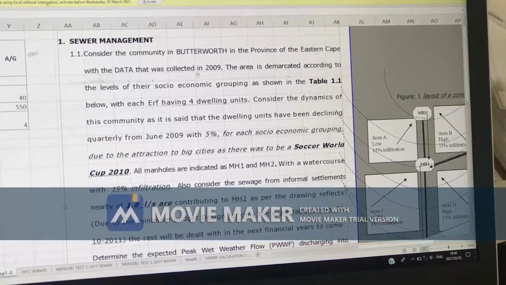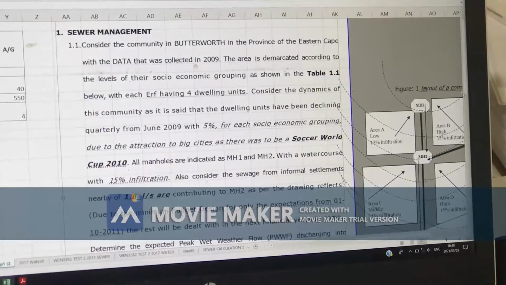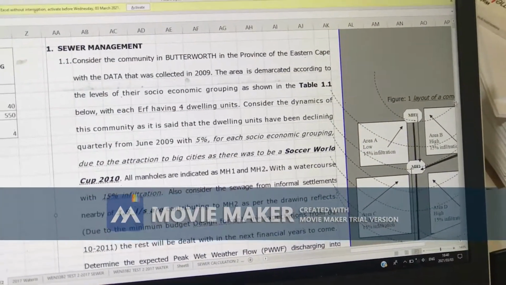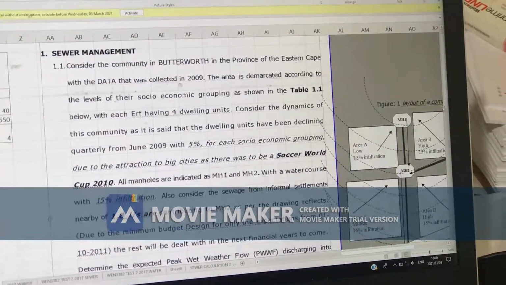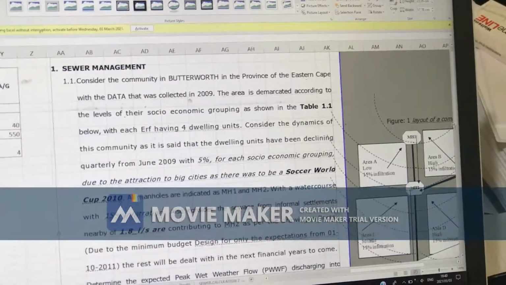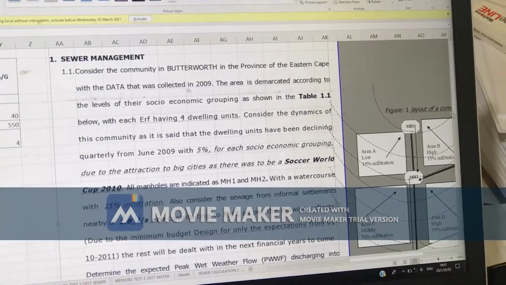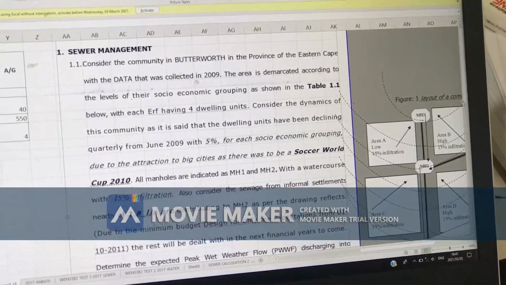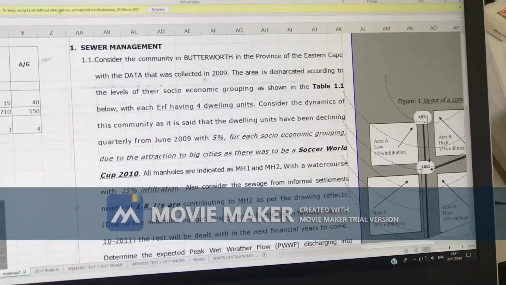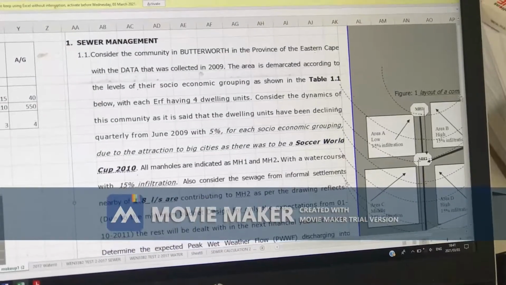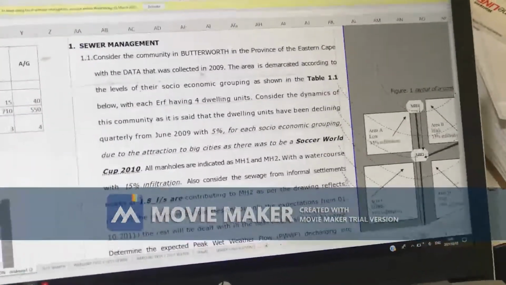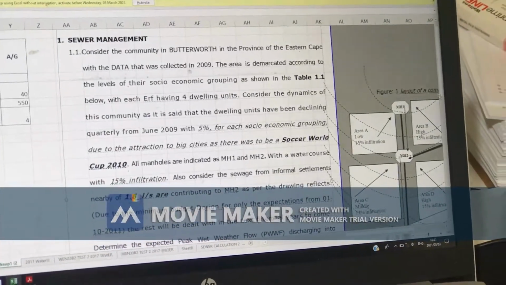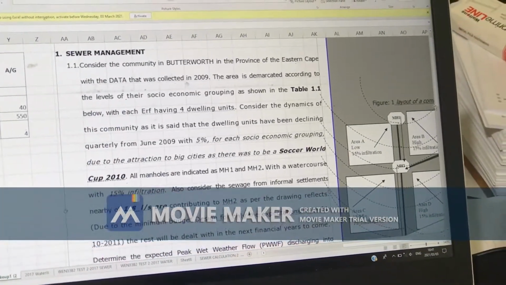We are going through a sewer management design calculation. Let's take a look at the possible calculation that they might ask in this regard. In this case, they are saying consider the community in Butterworth in the province of the Eastern Cape with the data that is provided, collected in 2019. The area is demarcated according to the levels of socioeconomic grouping as shown in one of the tables provided.